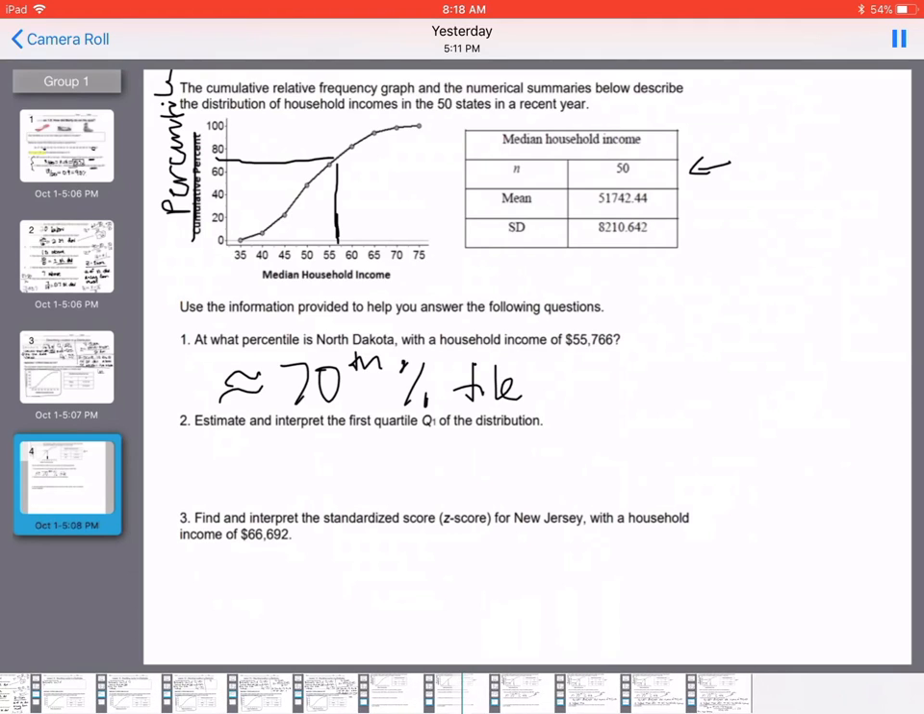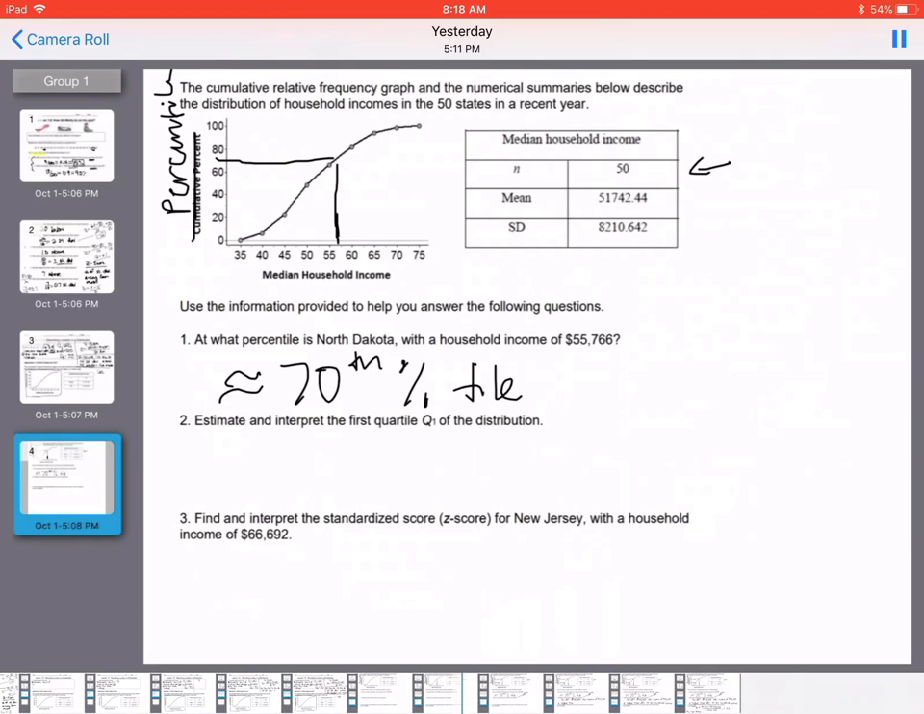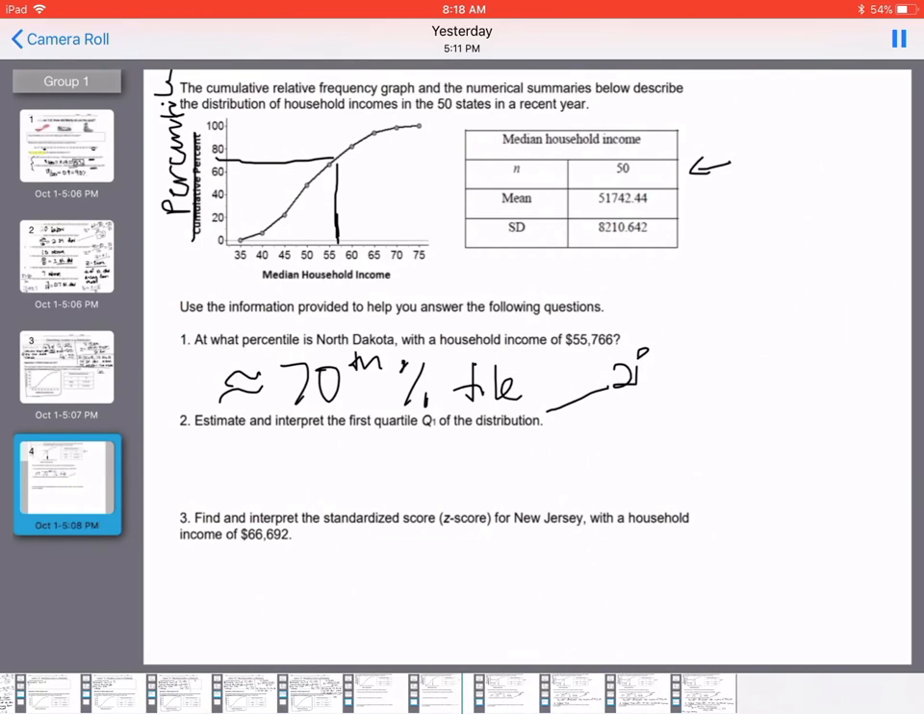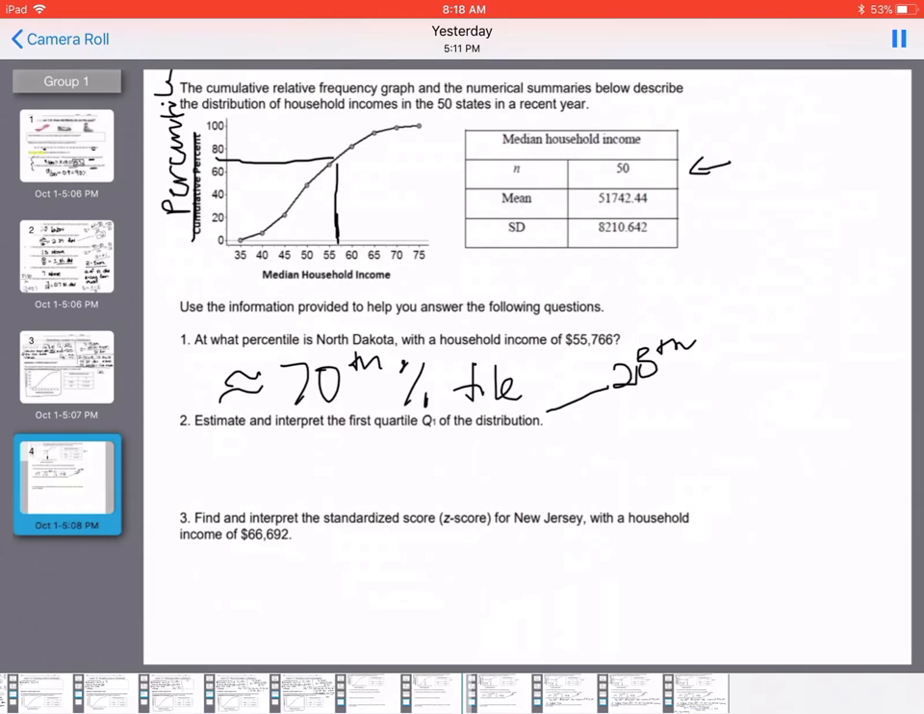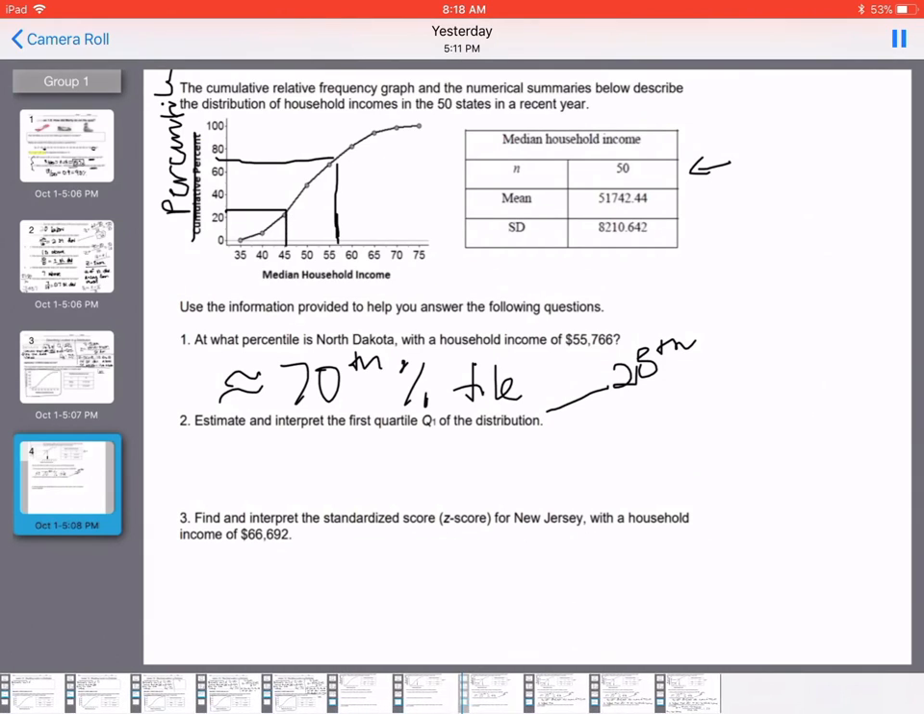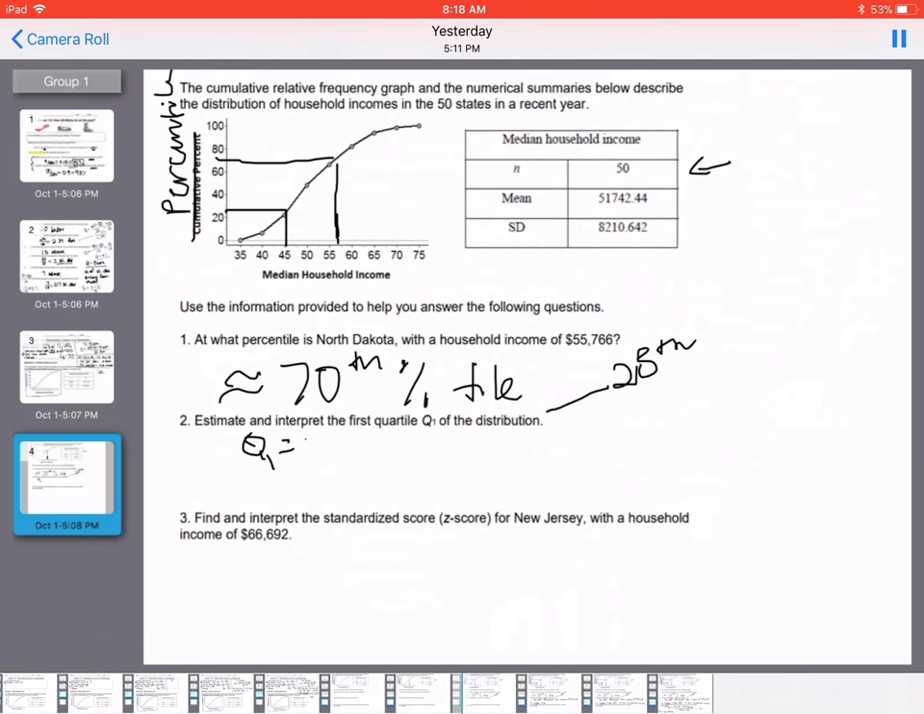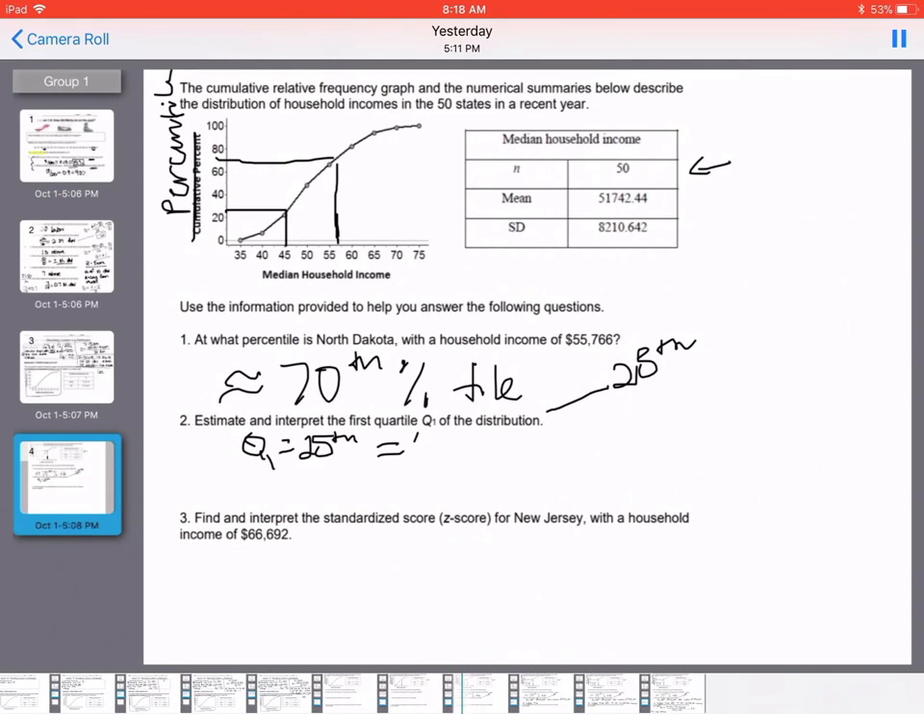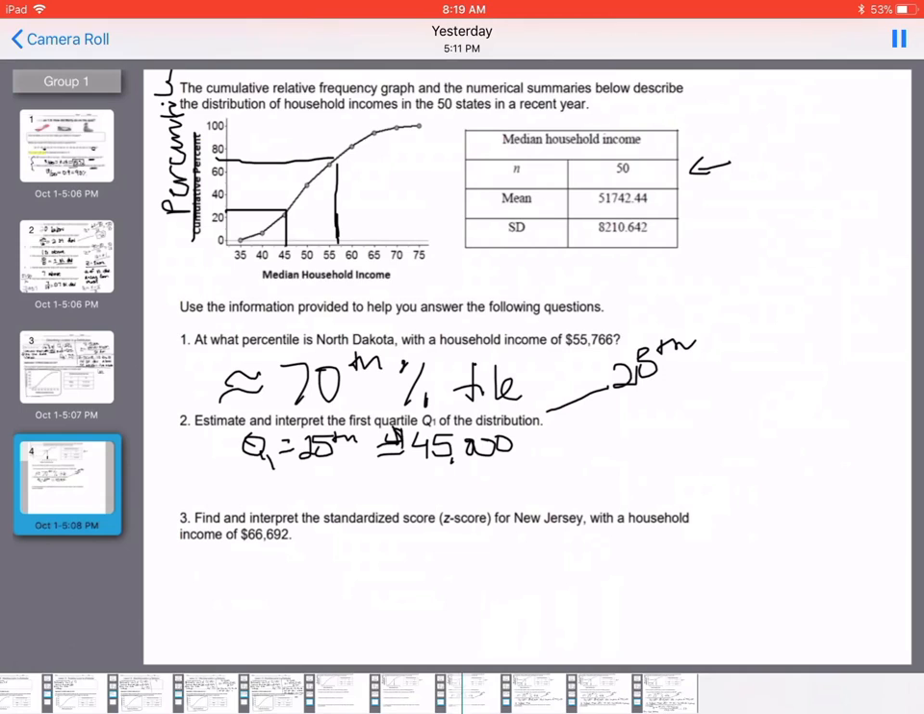So the first quartile, remember, that's the 25th percentile. On the y-axis, if I'm going at 25%, somewhere right here, Q1 is the 25th percentile. And that's about $45,000 is what I would say.